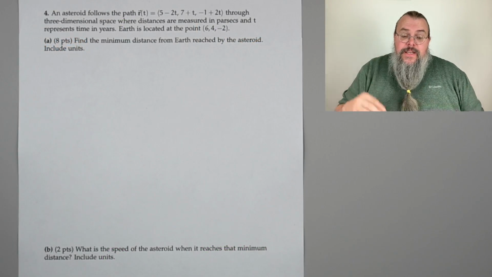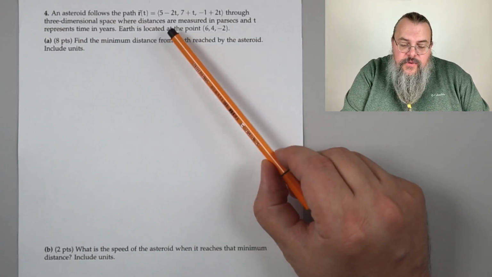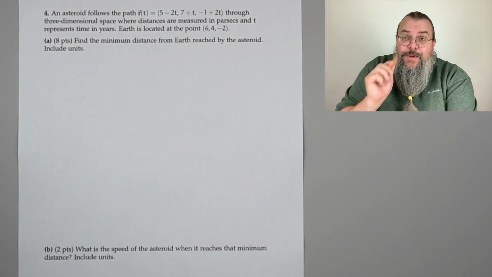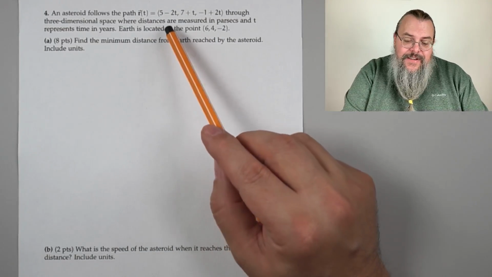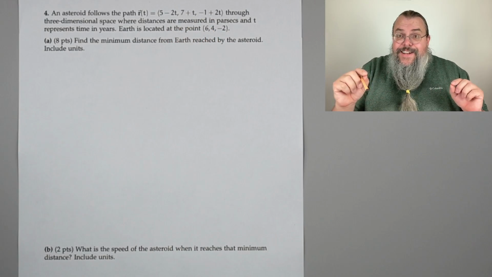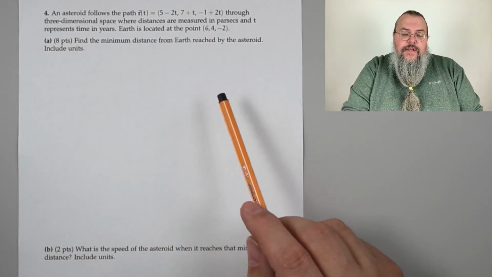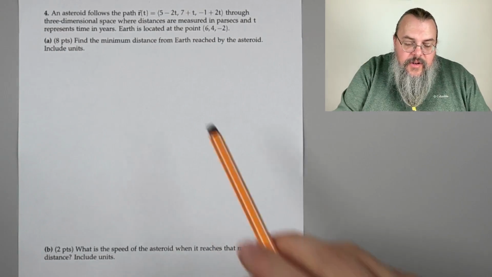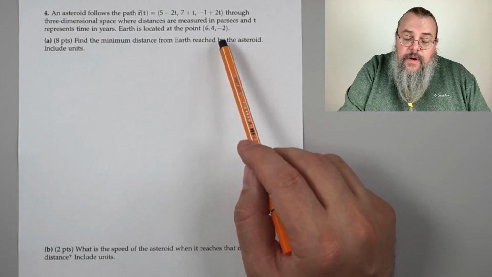Number 4. An asteroid follows a path, and its r of t is (5 minus 2t, 7 plus t, minus 1 plus 2t). Now let's pause. Do we see what this path is? Look at the entries. They're pretty nice. That path is a straight line. So that's good to know. All right, so an asteroid is going on a straight line through three-dimensional space where distances are measured in parsecs. And t is time in years. Earth happens to be located at this point, (6, 4, minus 2).